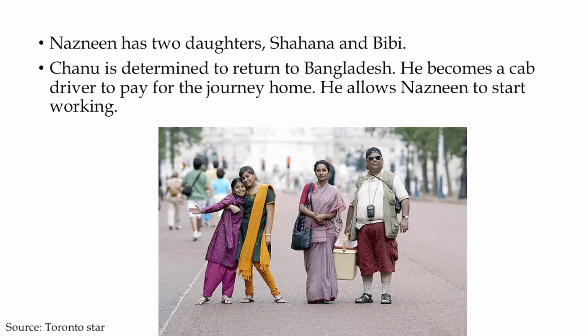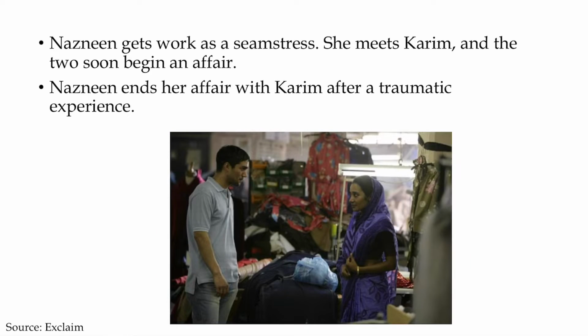Nazneen later gives birth to two daughters, one called Shahana and the other called Bibi. And we learn that in spite of all of this and in spite of the changes that they undergo, Chanu remains determined to return to Bangladesh. He becomes a cab driver in order to pay for their journey home, and he finally allows Nazneen to start working and to start making garments for a factory in order to increase their income and to increase their savings.